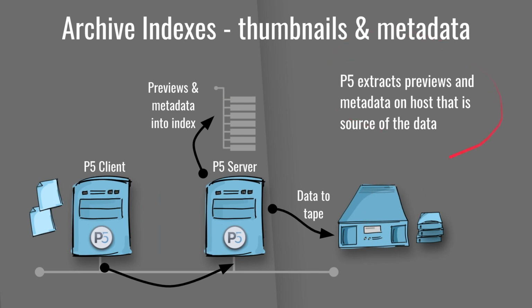So my prompt here just says it extracts the previews and metadata on the host that is the source of the data, which is over here. I just wanted to make that clear, because if you are archiving 6K raw video files, then obviously generating previews, sort of proxy versions of those, will be a lot of work. So you need to factor that in and make sure that that can happen on a machine that's got the power to do it, or maybe have a script that hands that off to another machine in your render farm, which can do that transcoding. I wanted to mention it.